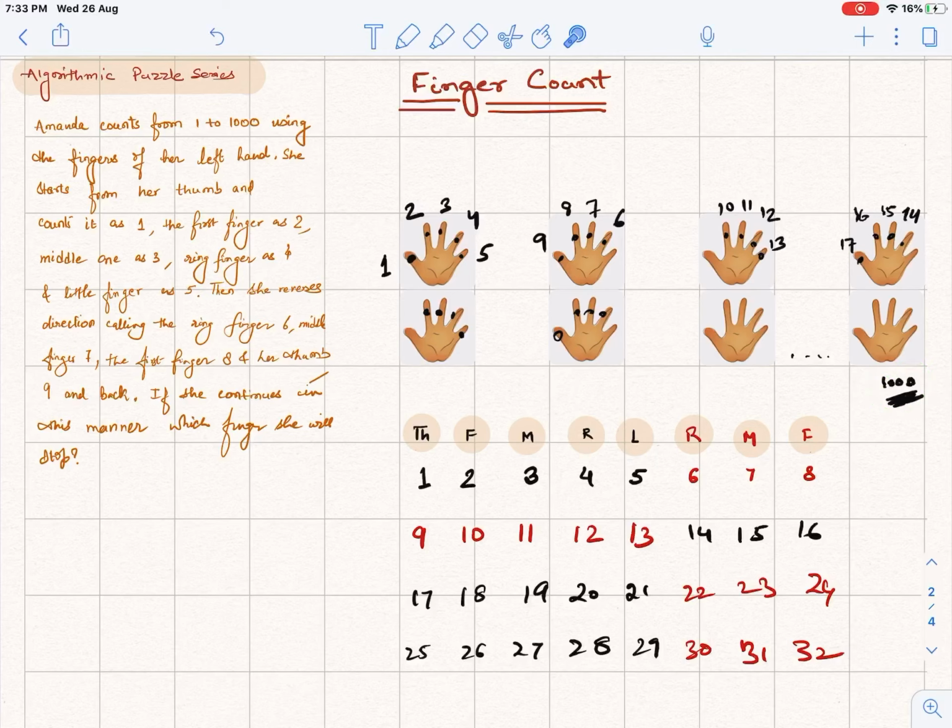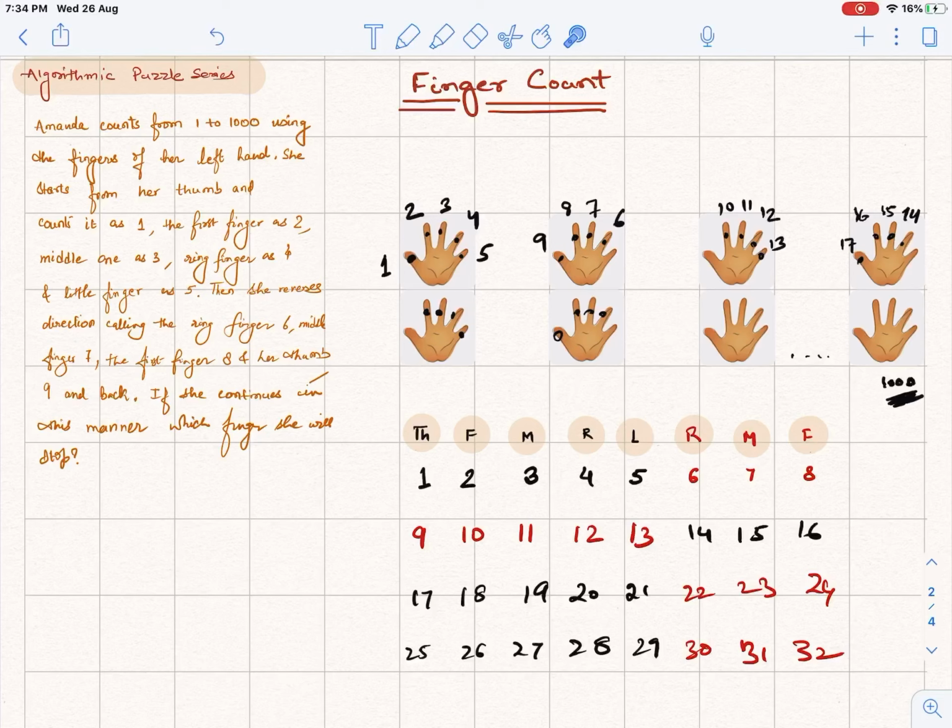Now which finger is the 1000th finger? Which finger would Amanda land on when she counts 1000? One way to do that is just to keep counting, and eventually you can note it. But a better way would be to look for a specific sequence or series that is being formed here, and find a pattern that can get you to the answer in a much quicker way.